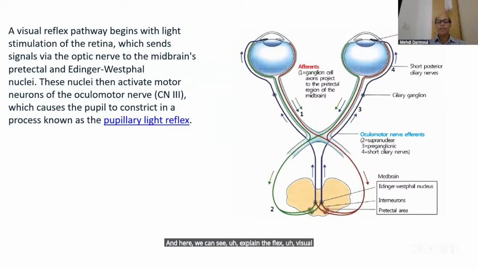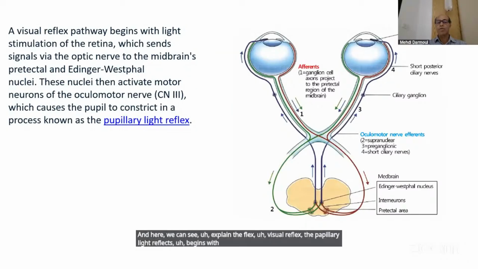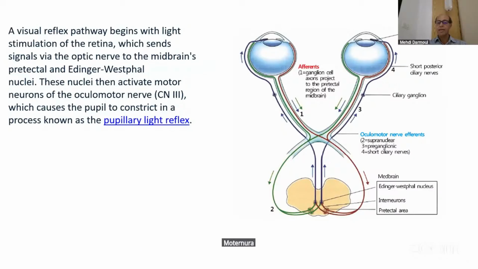The pupillary light reflex begins with light stimulation of the retina, which sends a signal via the optic nerve to the midbrain, the pretectal and Edinger-Westphal nuclei. These nuclei then activate the motor neuron. This is the afferent, and this is the efferent, after activation of the motor neuron of the oculomotor nerve, the third nerve, which causes the pupil to constrict here. And we have constriction of the pupil due to the light, which is the pupillary light reflex.